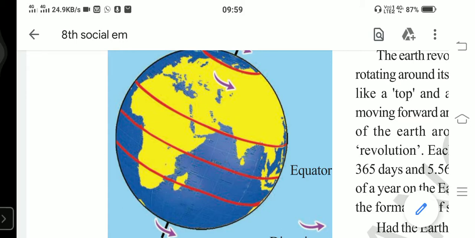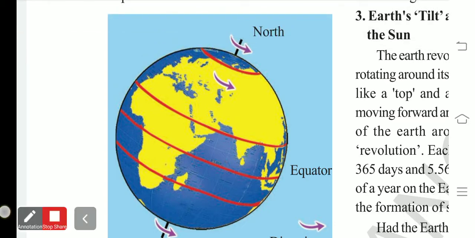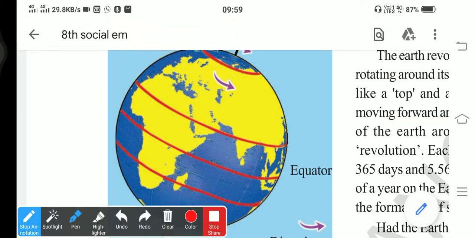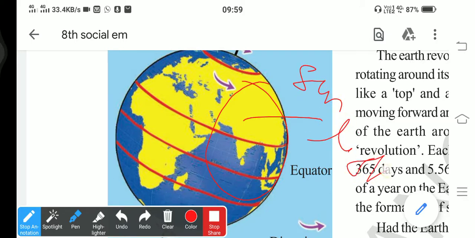So just imagine what happens if the earth does not rotate. Let us think of it. Dear students, see that here, if the earth is not rotating, just assume that, what will happen? We see that this area would only be exposed to the sunlight always, right?